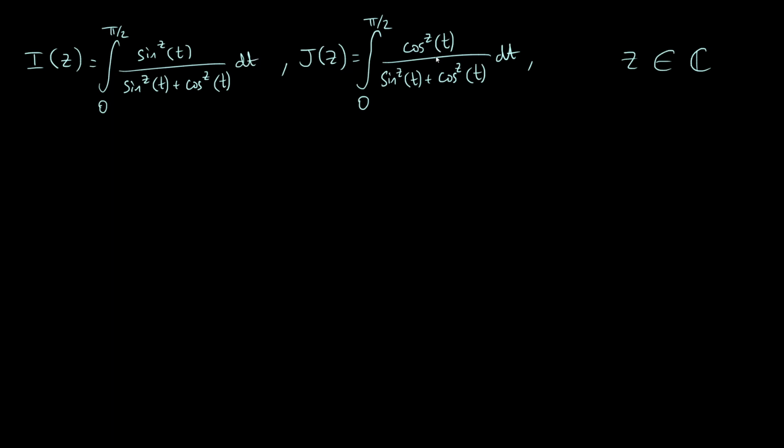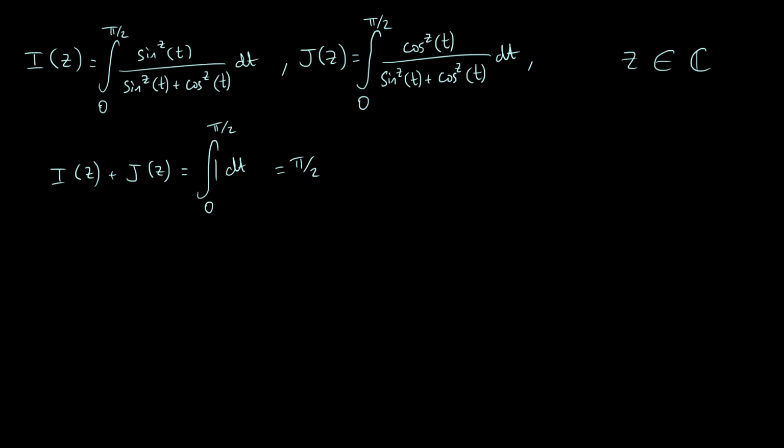J of z is almost the same thing, but there is a cos instead of a sine on the top. Now the reason I'm considering these two things as a pair is because think about what happens if you take I of z and add J of z. Well, the numerator of your integrand is going to be sine to the z plus cos to the z, but the denominator is also going to be sine to the z plus cos to the z. They're going to cancel, and you're going to be left with the integral from 0 to pi over 2 of just dt, right? This is a very easy integral to evaluate. That's just pi over 2 because 1 integrates to t.